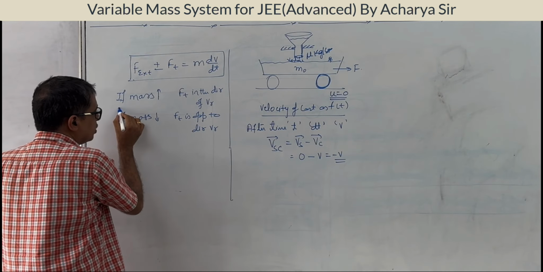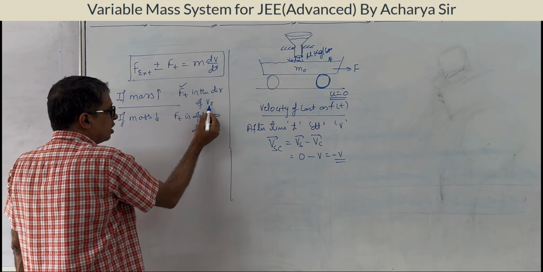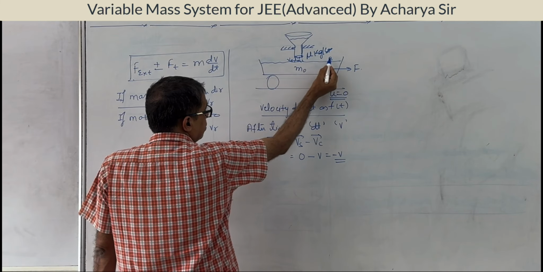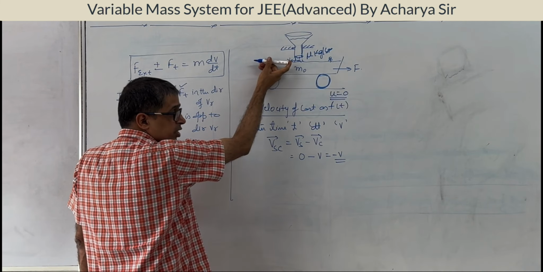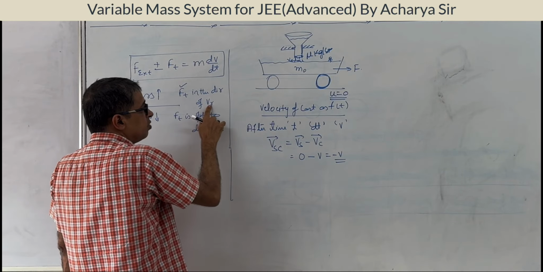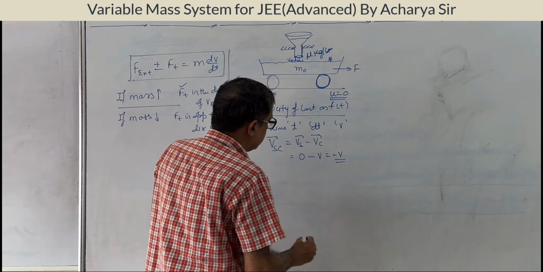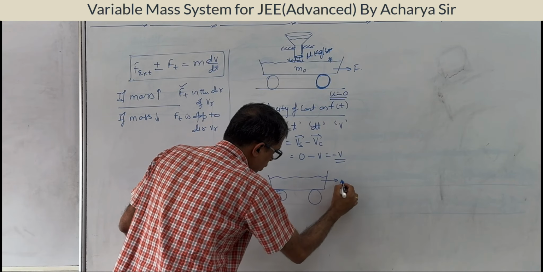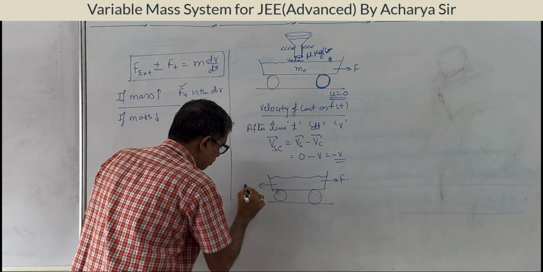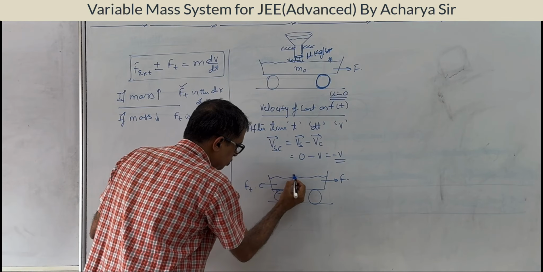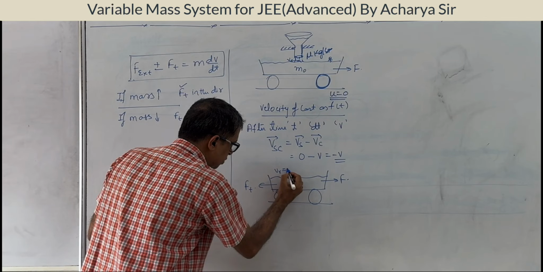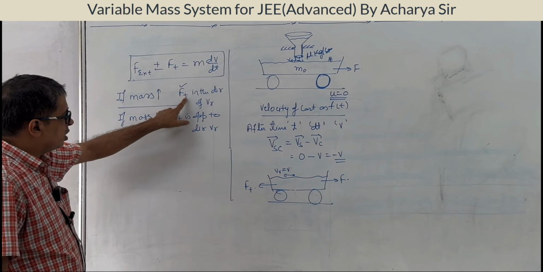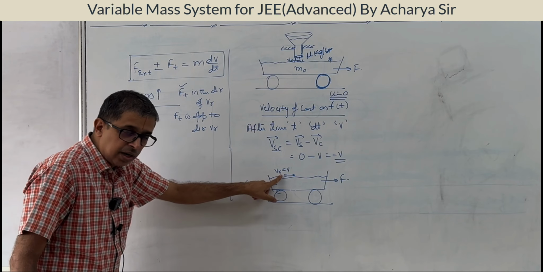And what was our sign convention? If mass is increasing, thrust force is in the direction of relative velocity. Relative velocity of the sand particle with respect to the cart is in the backward direction. So thrust force is in the direction of relative velocity. So technically your cart will have a free body diagram like this. You are pulling with a force of F and thrust force is in this particular direction, because the sand particle's relative velocity will be v in the backward direction.